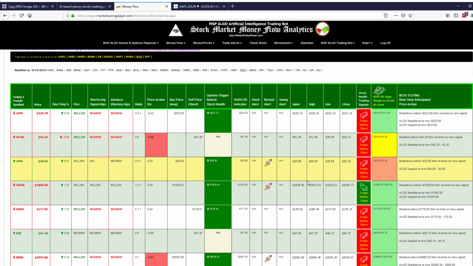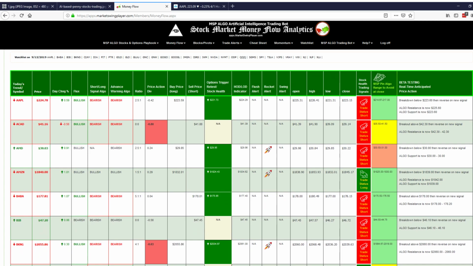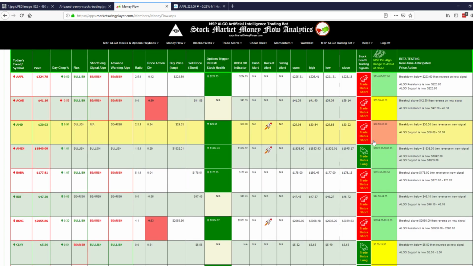So let's go on and scroll and look at Apple. We can see that it says Apple's bearish because we can see a little red, but based on the stock health, it's green. So based on that, it's bullish. So the market is showing it's bearish. We see some money coming in, but we're just looking at this at a high level. Really, all we want to focus on is this one column, real-time anticipated price action, okay?